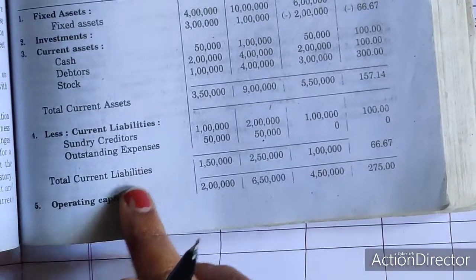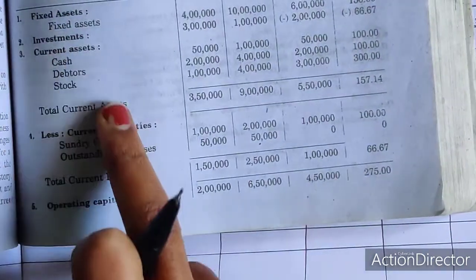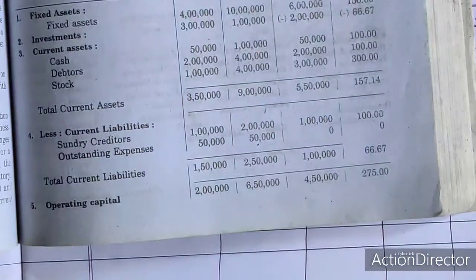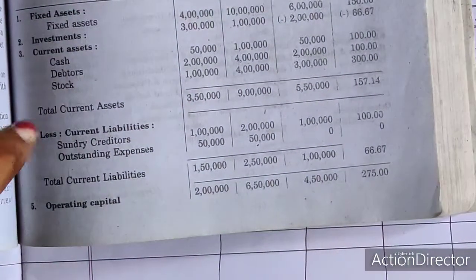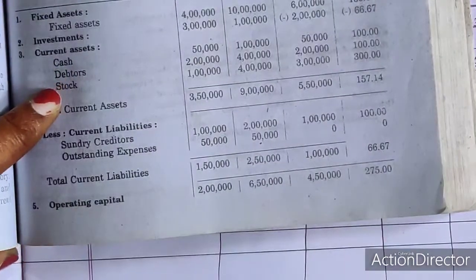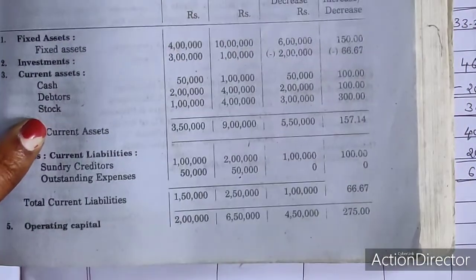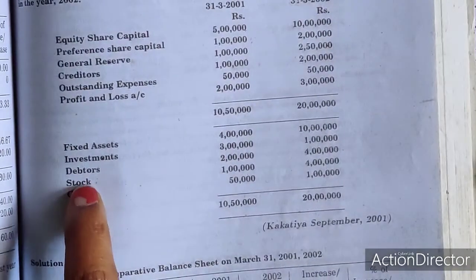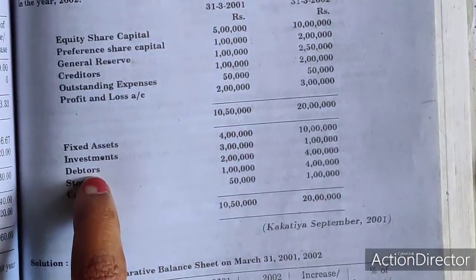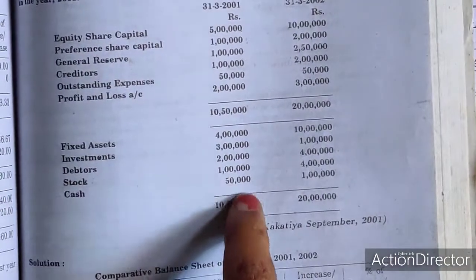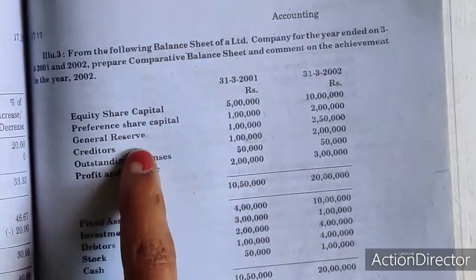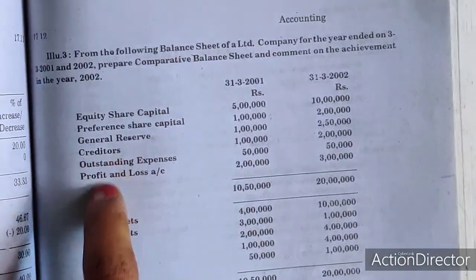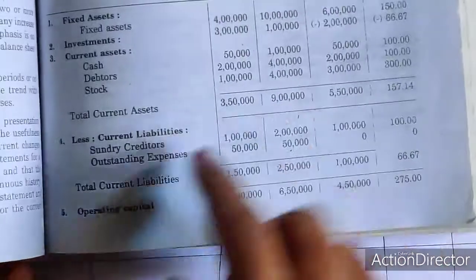To find the working capital, we need to find the difference between current assets and current liabilities. In the current assets we are given the cash, debtors and stock information. Cash is given, stock details are given, debtors information is given. This we have to add. On the liability side we are given the outstanding expenses, creditors, like that.